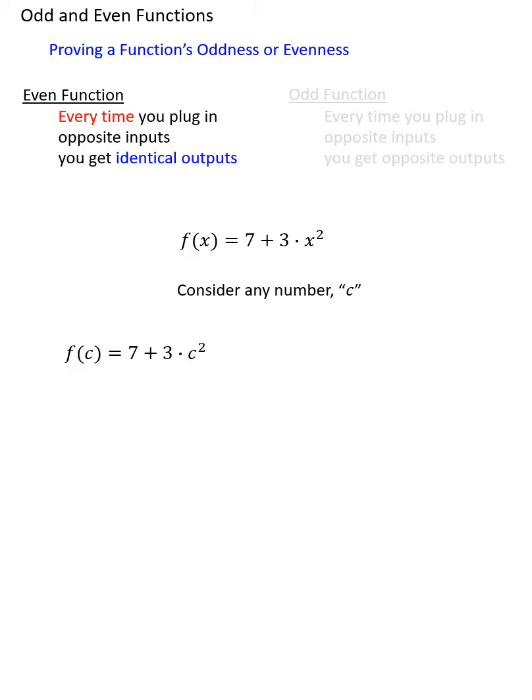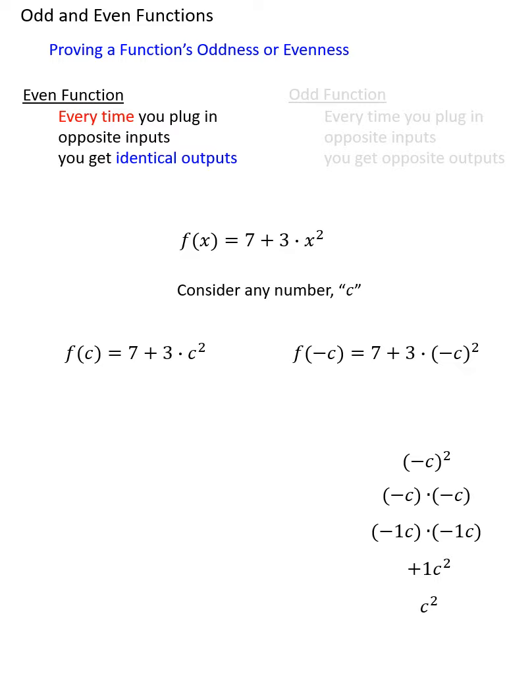And what we do is we plug in c and its opposite, negative c. By the way, on the algebra on the right, if I could just remind you about the negative c quantity squared, that means this, which means this, which means that, or just c squared. And so the expression on the right simplifies to this.